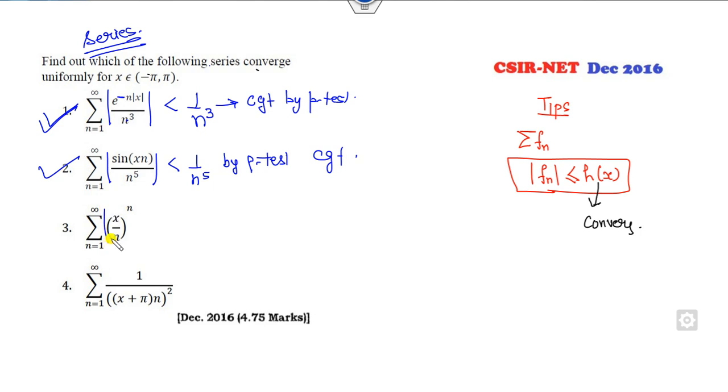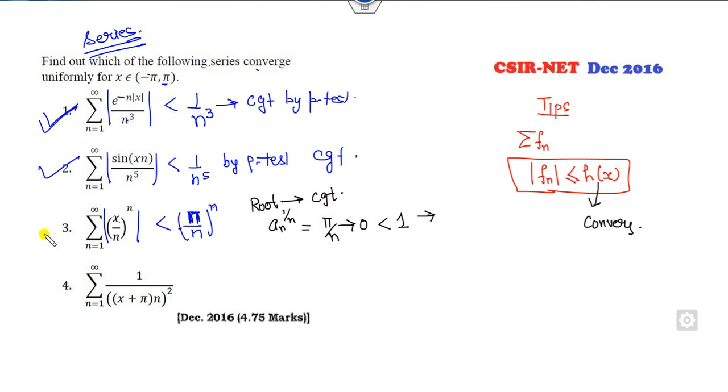Now if you take this, which is less than, the x upper value is pi, so it is (pi over n) raised to power n. Because of the power n, I can apply the root test. So what is the root test of this? It will be pi over n. It goes to 0, which is less than 1. If it is less than 1, then by the root test it is convergent. So this is also a correct option.